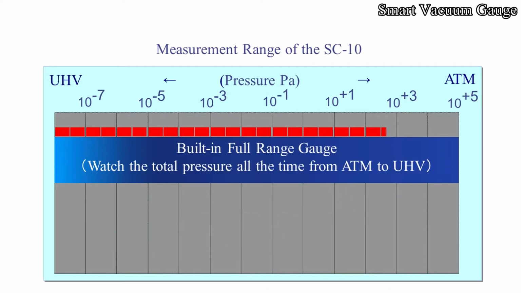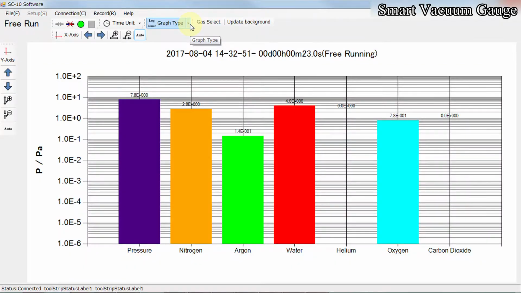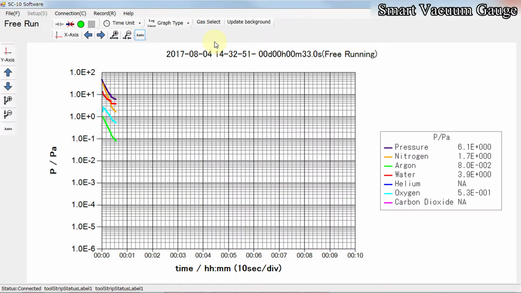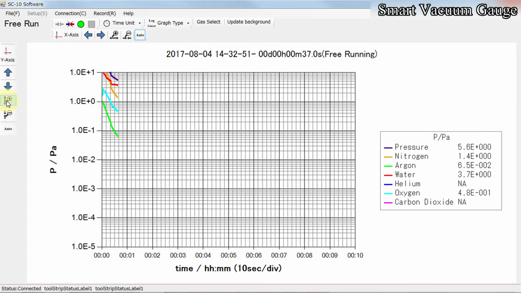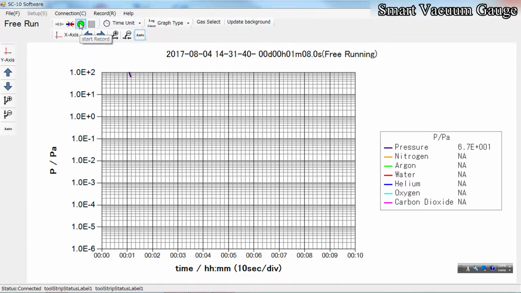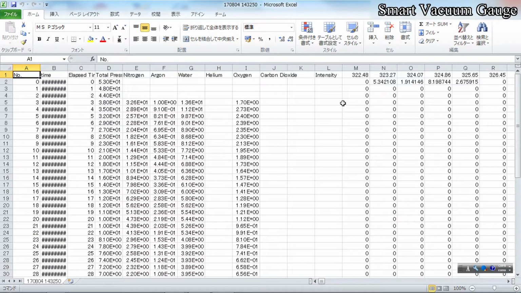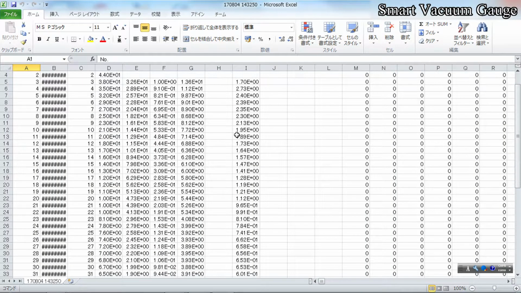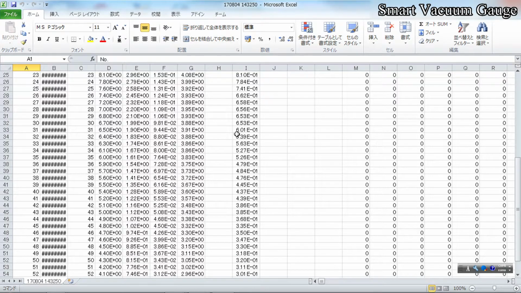The gas component measurement automatically turns off to prevent damage if atmospheric pressure is suddenly restored during measurement. When the gas component measurement starts, the partial pressures of the gas components and the total pressure are graphically displayed on your computer screen. The graph is displayable as a bar or trend graph. The graph can be zoomed and scaled, and the time axis is also scrollable in real time. The data is recordable by pressing the record button and can be saved as a CSV file for analyzing later.